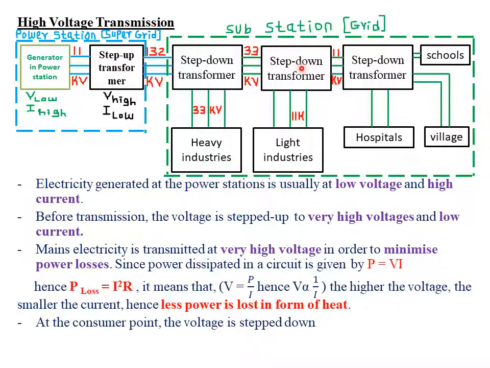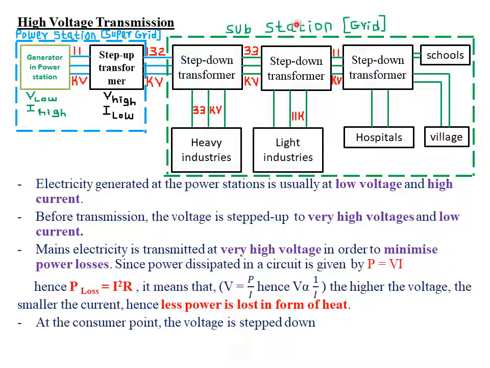We are also going to step it down further from about 33 kilovolts to about 11 kilovolts to go to the light industries. Remember, the light industries do not need a lot of power as compared to the heavy industries. Within the local substation, we are still going to step it down to about 11 kilovolts. Then we can step it down to even smaller voltages, maybe about 5 kilovolts, and some villages will need a very low voltage of maybe about 4 kilovolts. It will depend on the electrical instruments within that particular local substation or village.